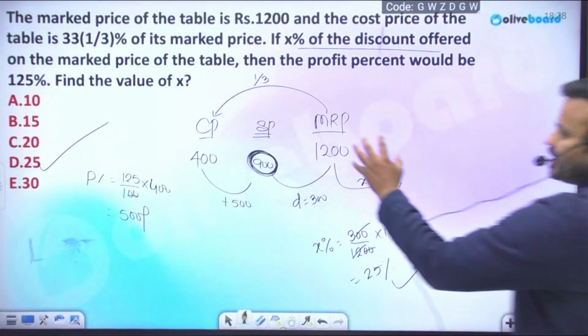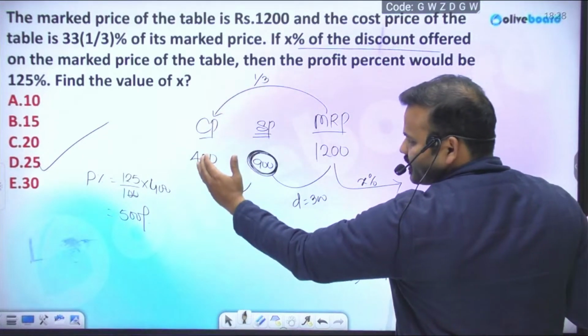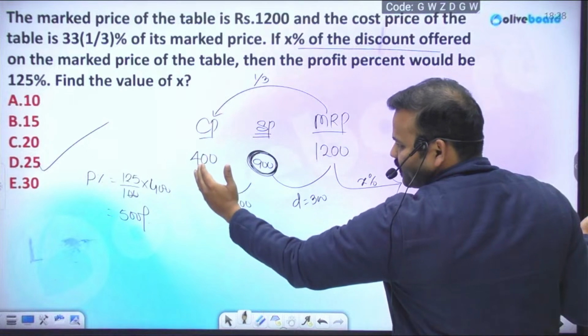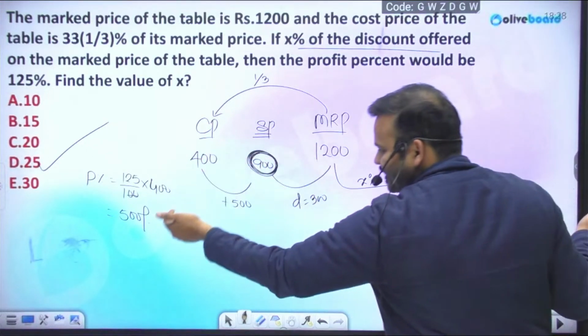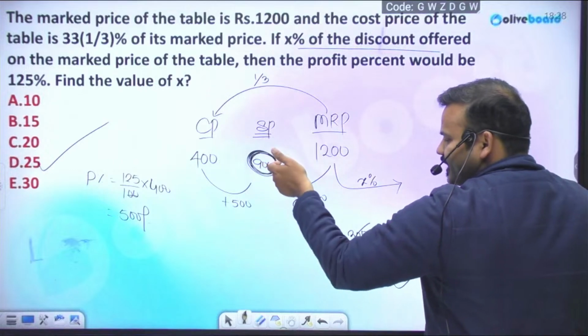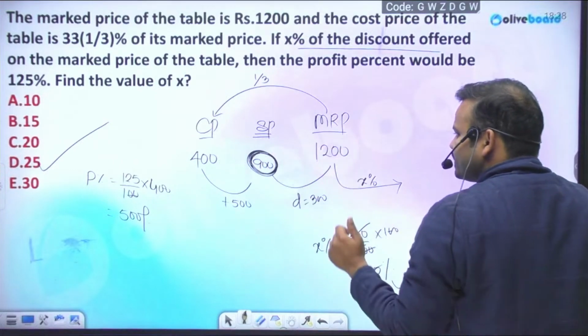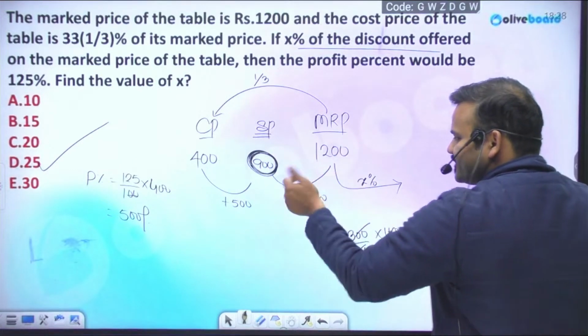MRP is 1200, cost price is one third, that is 400. This article of 400 being sold at 125% profit, that is 500 profit. That means it is being sold at 900 rupees. So the discount is X%, which is equivalent to 25%.